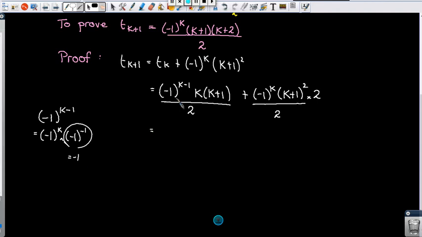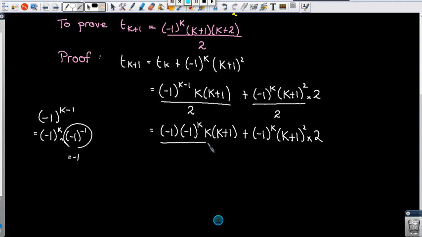So this now, I can rewrite as minus 1. Do you want me to put the minus 1 there or not? Okay. So it's minus 1 times minus 1 to the k times k plus 1, plus minus 1 to the k plus 1 squared times 2.